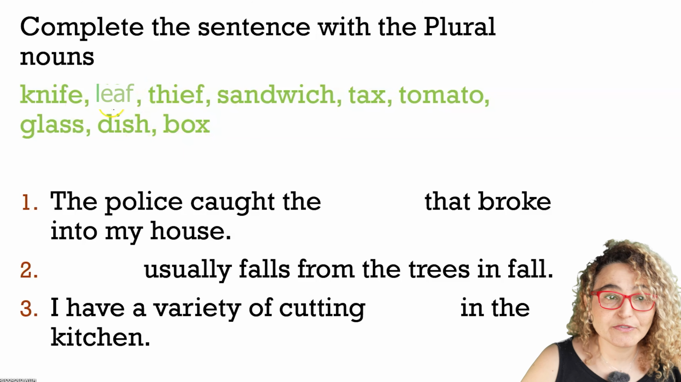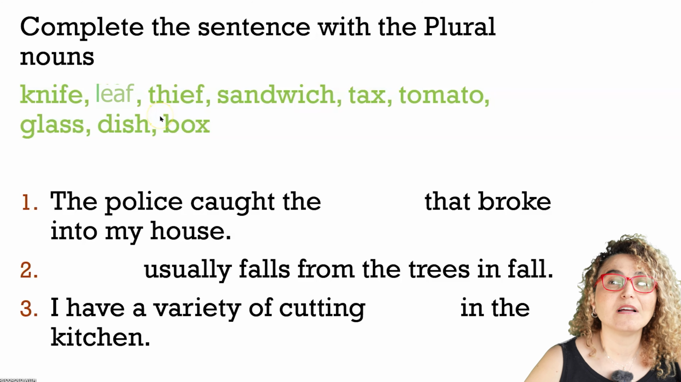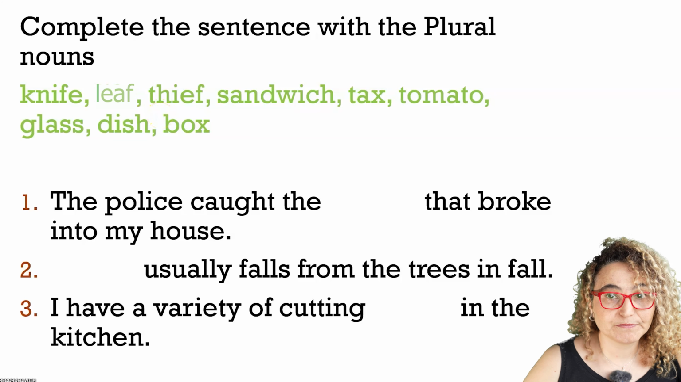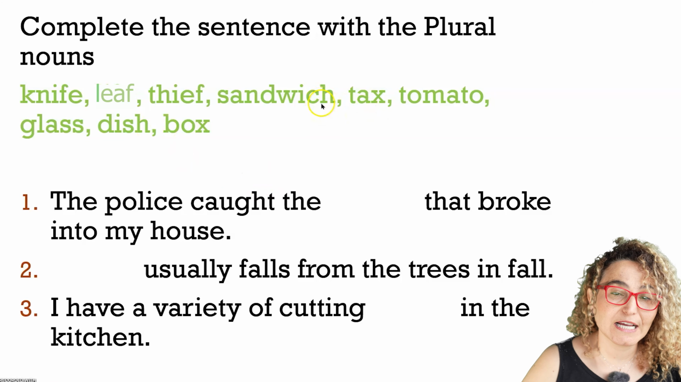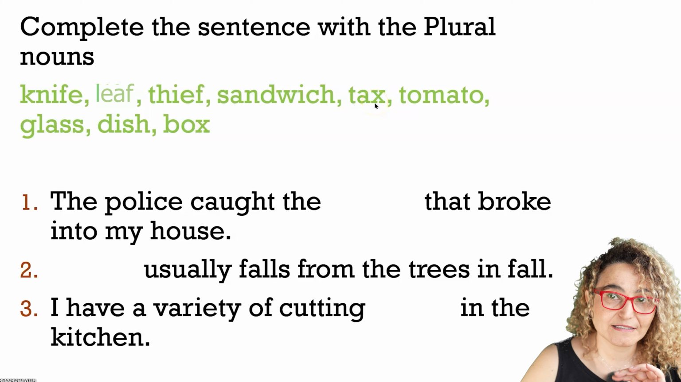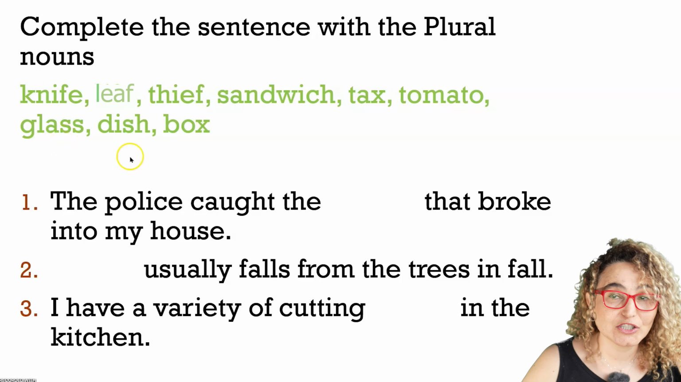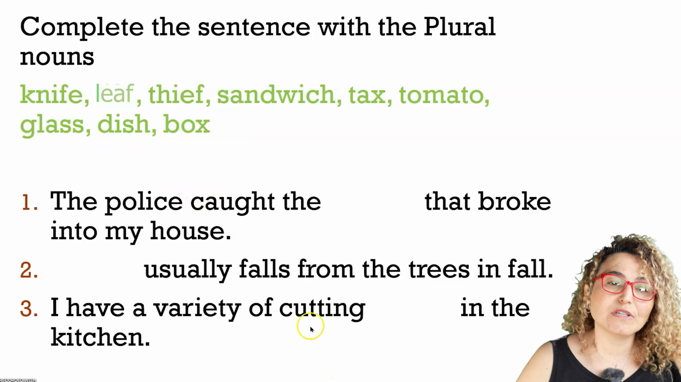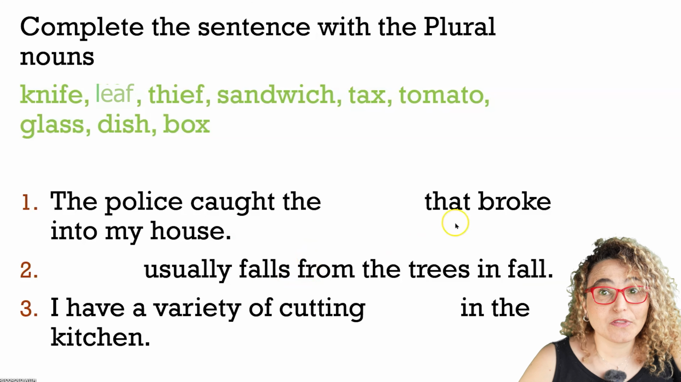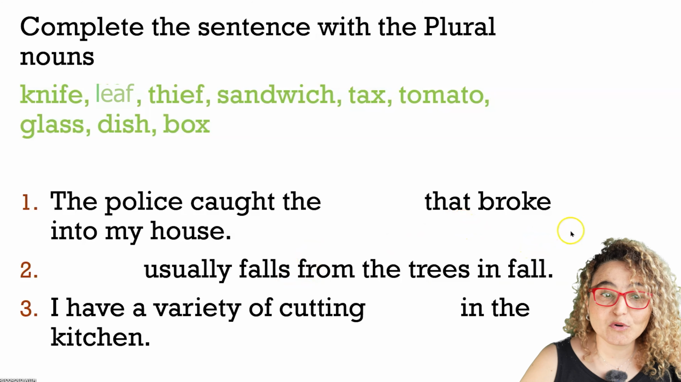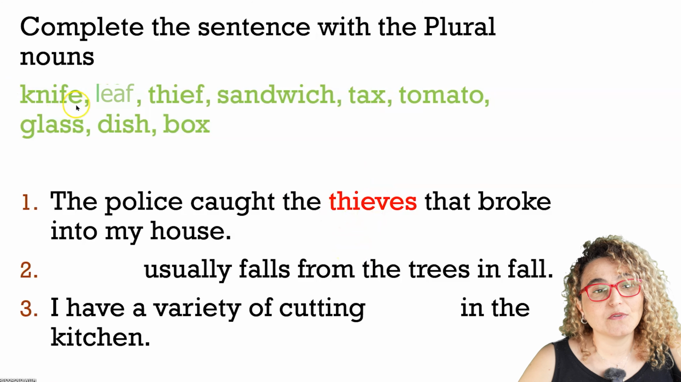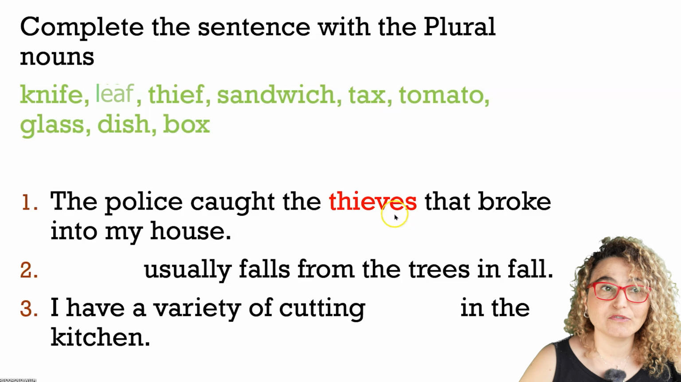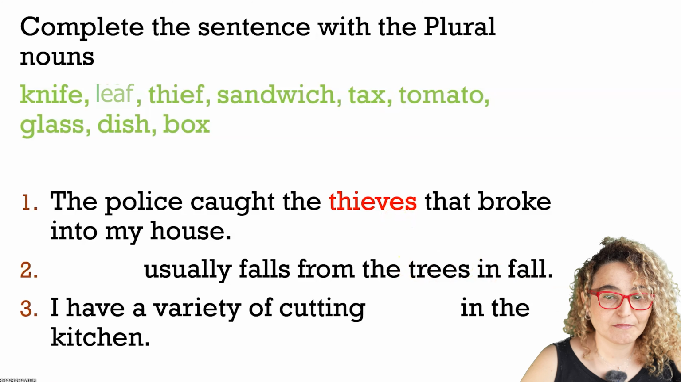So knife, life, and thief, the plural should end with one rule. Sandwich, remember the CH. Tax, the X. Tomato, the O. Glass, dish, and box. Okay, let's do number one. The police caught that thief who broke into my house. The thieves. So the F changes to V and we add the ES.